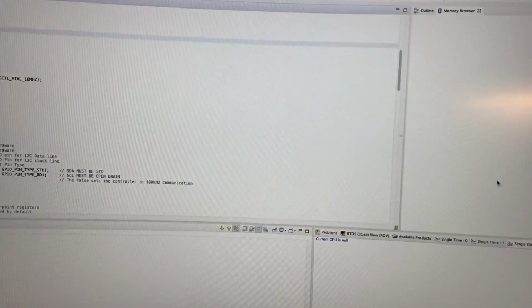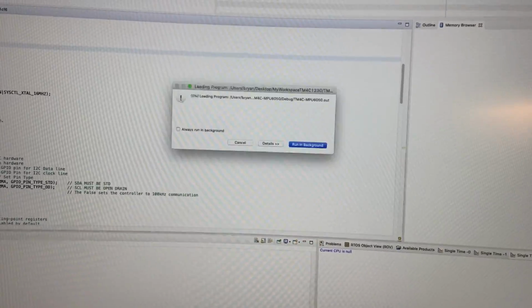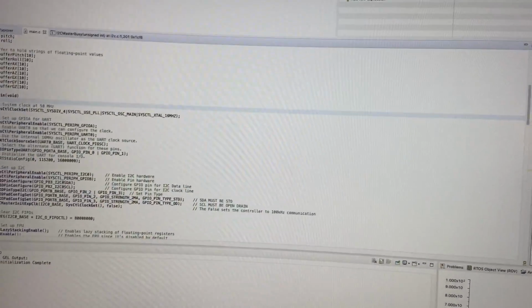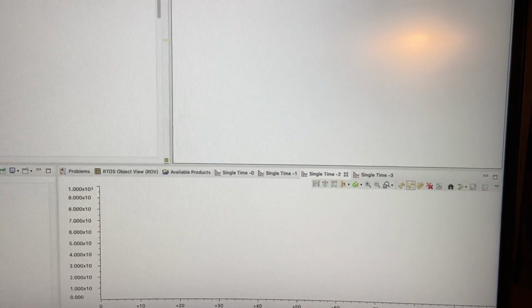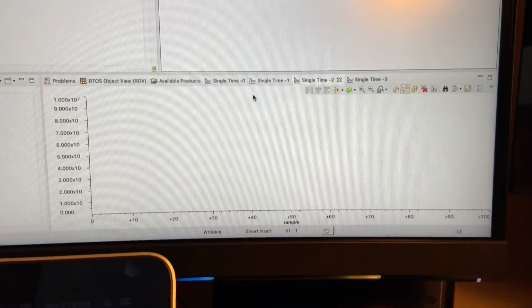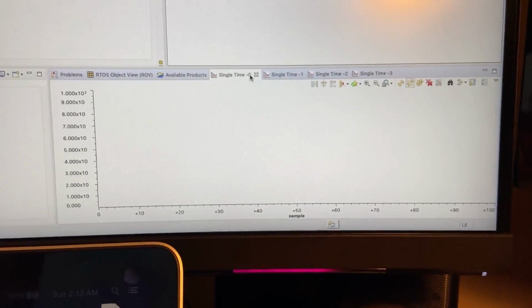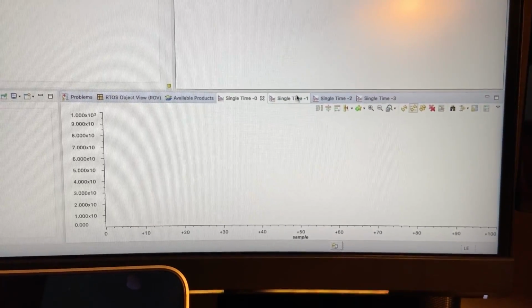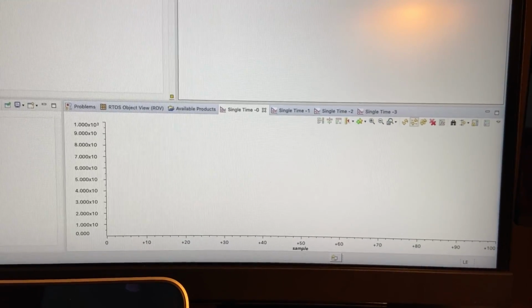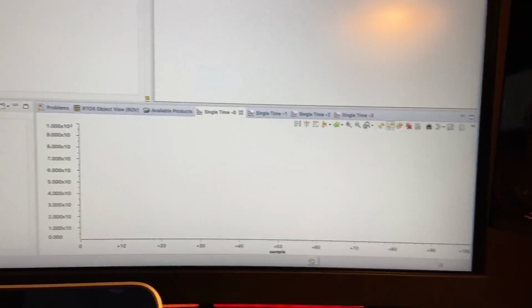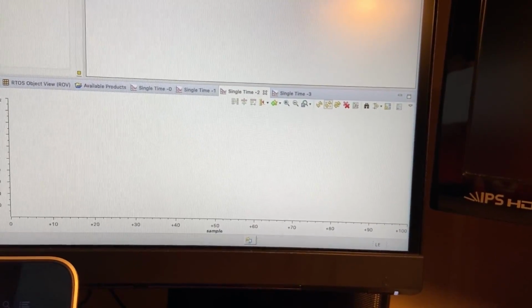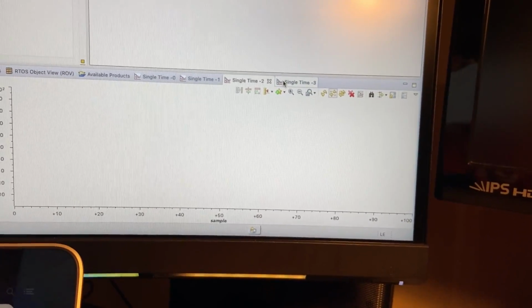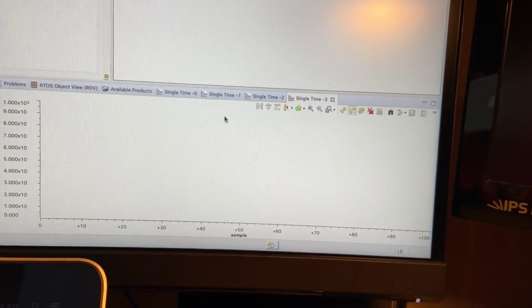I did not run in debug mode because the terminal will lag, but I have the graph already set up and I set a breakpoint so it can graph real time. So the first two graphs are the x-axis for the accelerometer and gyroscope. The other two graphs, which is this one, number 2 is pitch, and number 3 is roll.